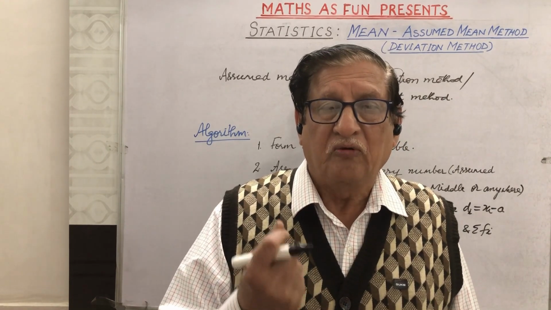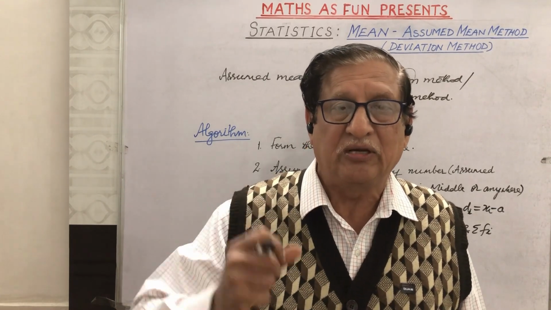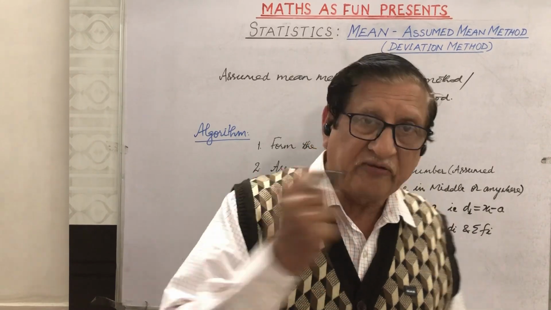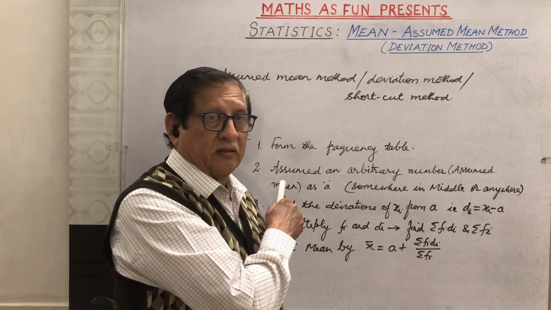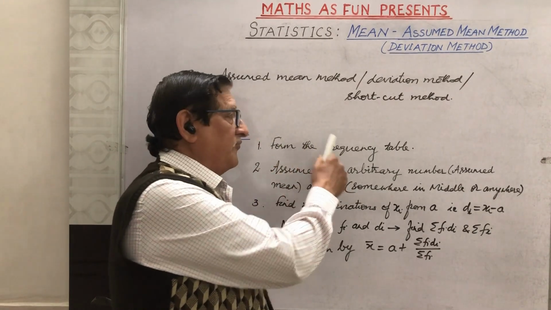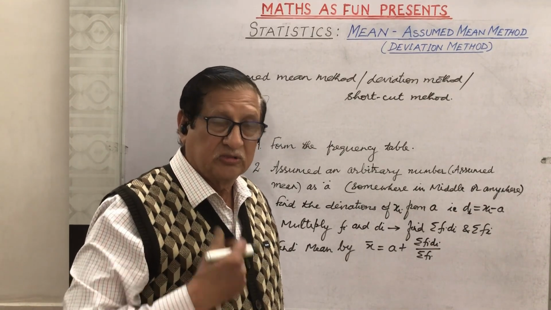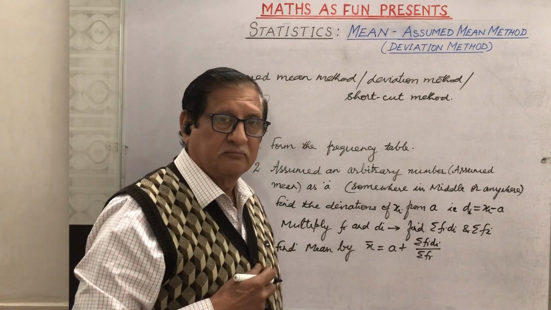Generally, we apply this particular method when we are having large values of xi, that is, data. Data are very large. The algorithm of this method is: first of all, we will be forming the frequency table for the given problem, or the data which we have collected, arranged in tabular form.